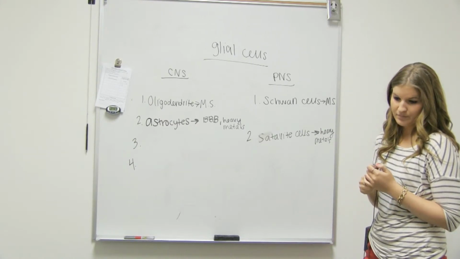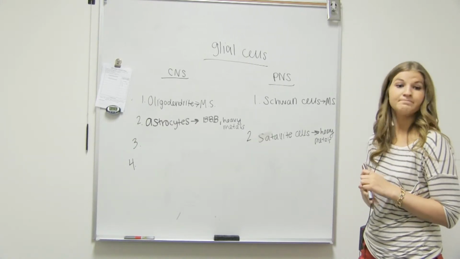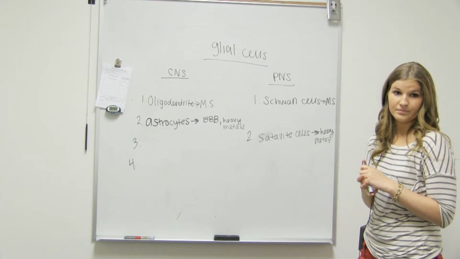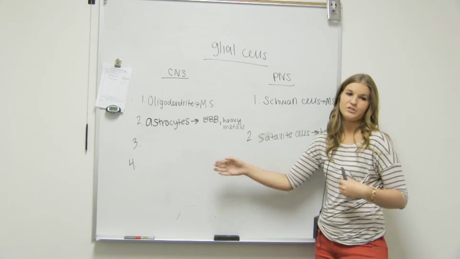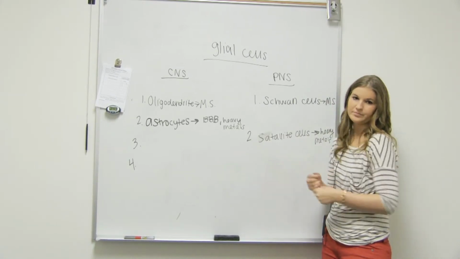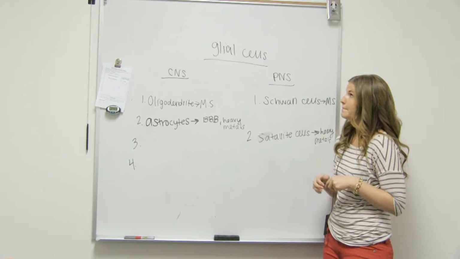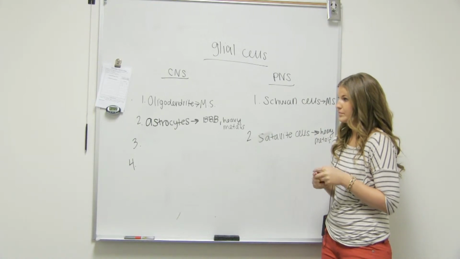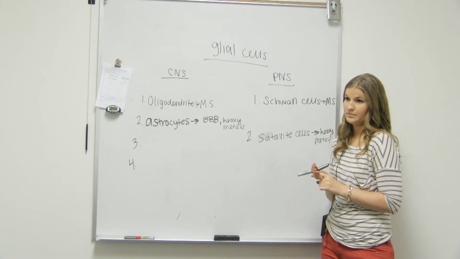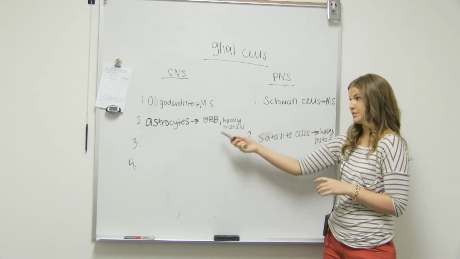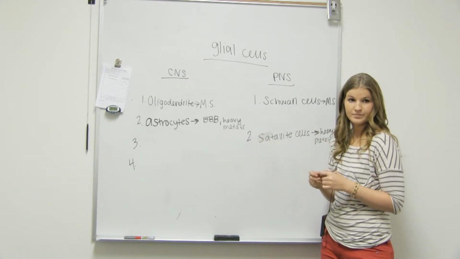And that just protects against toxins that would go in your brain? Exactly. The toxins would be in your blood, and we don't want that to enter into our brain. Blood-brain barrier. We just don't want those in here. Okay.